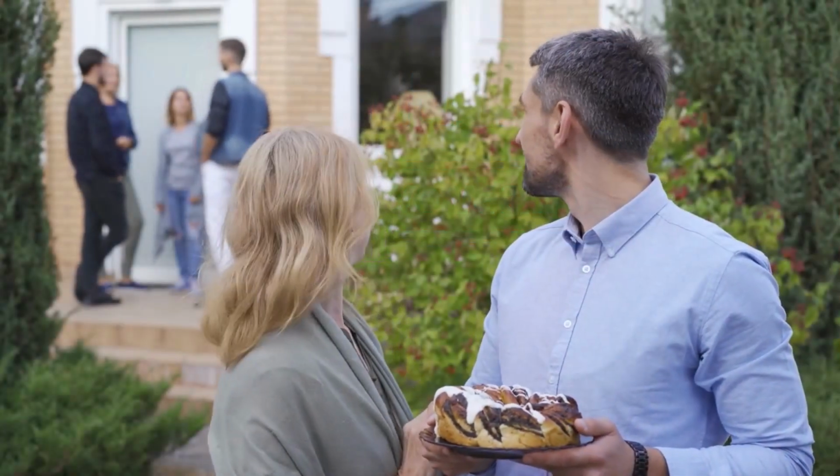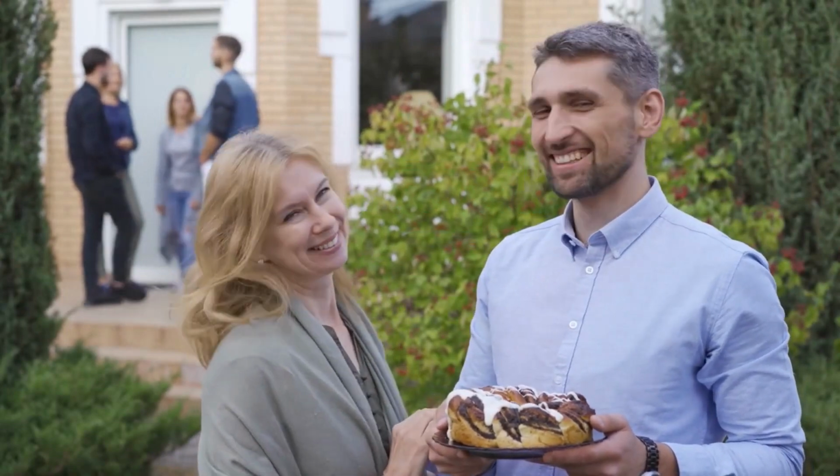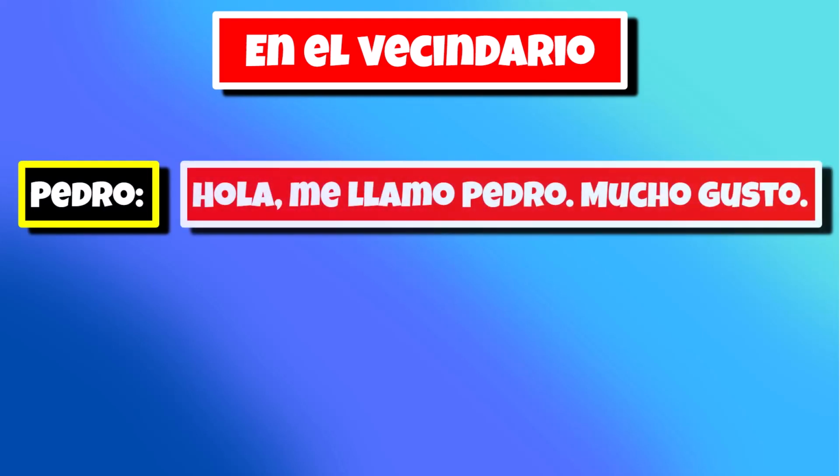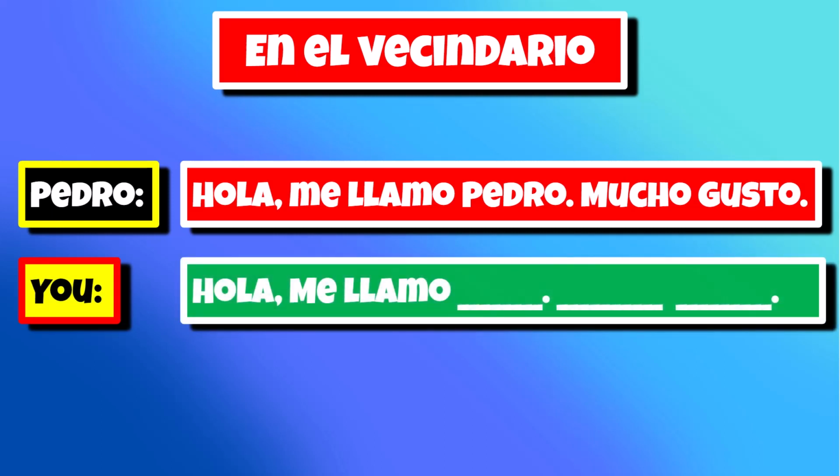Okay, so next up is the scenario of meeting a neighbor for the first time. Let's use hi or hello. My name is, filling your name. Nice to meet you. Estamos en el vecindario. We're in the neighborhood here, right? So here we have Pedro. Pedro is your new neighbor. And Pedro dice, hola, me llamo Pedro. Mucho gusto. ¿Qué vas a decir? What are you going to say? Hola, me llamo, filling your name. And then we, of course, want to say, nice to meet you.